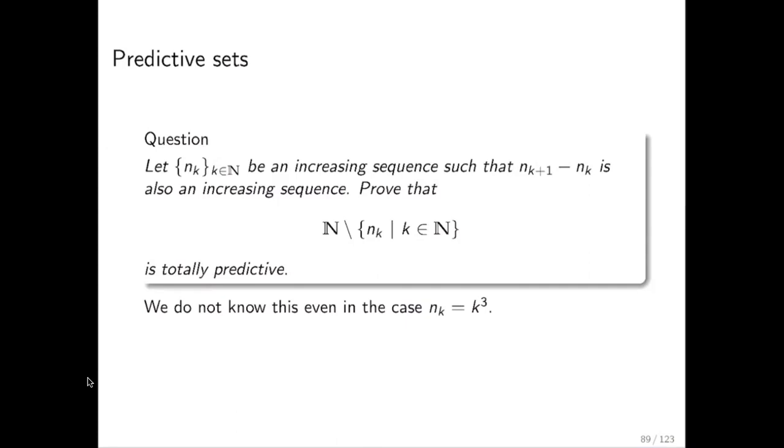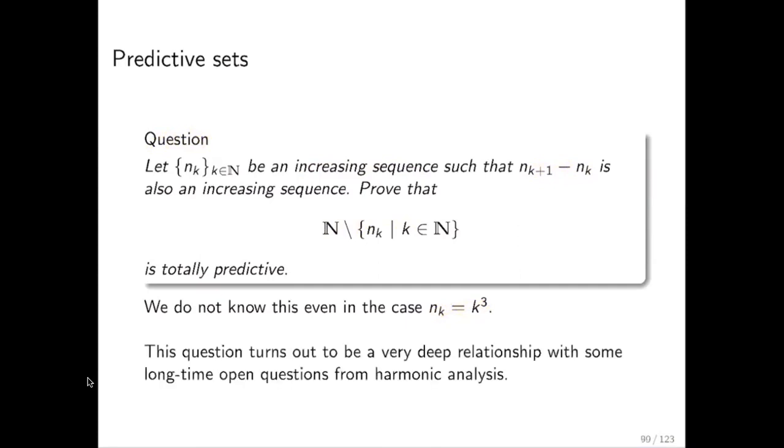So my sequence n_k is an increasing sequence such that the differences are also increasing. We want to prove, this is a big open question, whether the complement of a sparse sequence is totally predictive. I prove this in the case of squares. In the case of cubes, it is open, and it's not open for some trivial reason. This question is related to deep questions in harmonic analysis, which we will now discuss. And the only partial results that we could obtain use Fermat's last theorem.